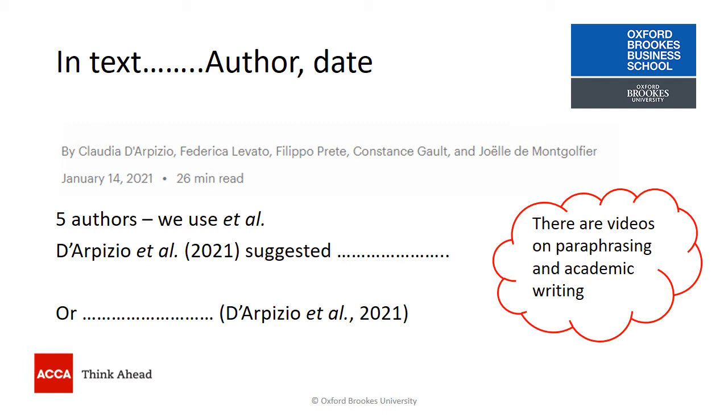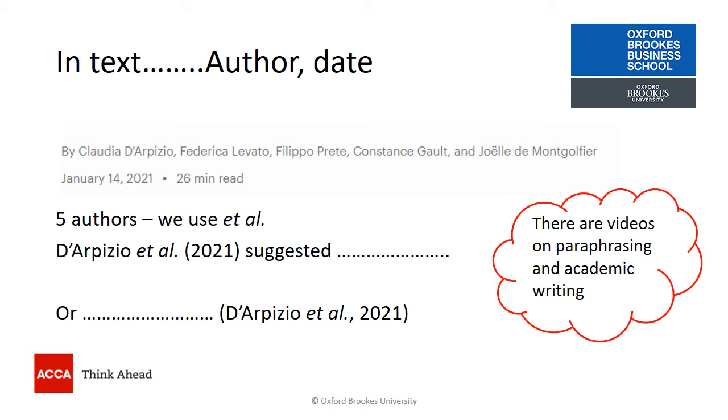So we've got author, date, and then we would perhaps say they suggested something, or we would paraphrase what was included in that article and then make reference to the source entirely in brackets. So in that case we put the name, et al, a comma, and the date. There is a separate video on paraphrasing and academic writing, but now we're just concentrating on the referencing.